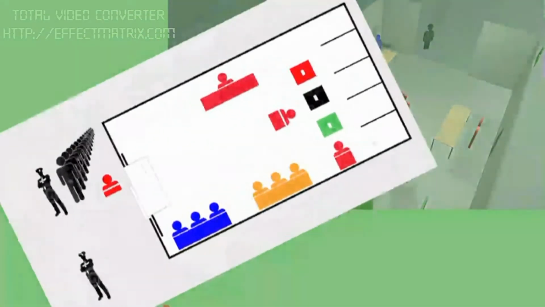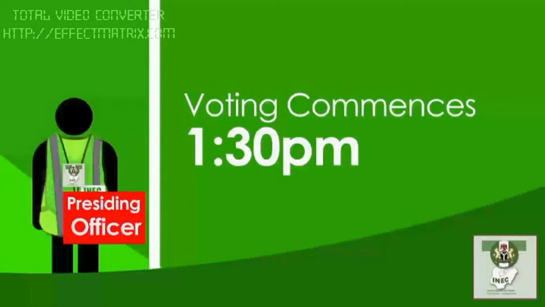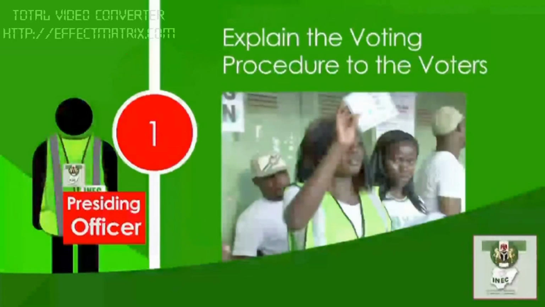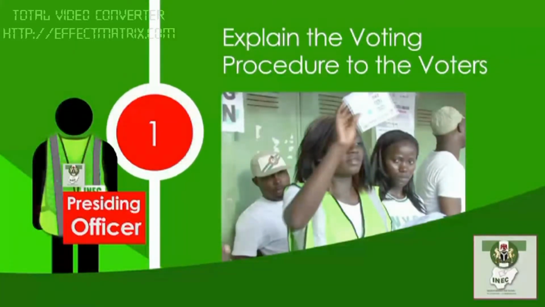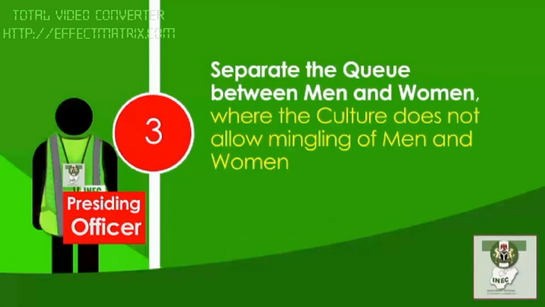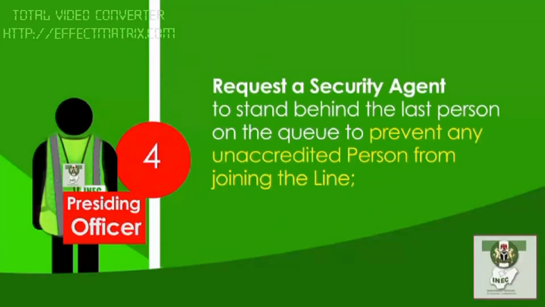Voting commences at 1:30 p.m. or whenever accreditation ends. The presiding officer, after setting up the polling unit layout in the manner prescribed by the Commission, shall explain the voting procedure to the voters, invite all voters to form a single queue, separate the queue between men and women where the culture does not allow the mingling of men and women, and request a security agent to stand behind the last person on the queue to prevent any unaccredited person from joining the queue.